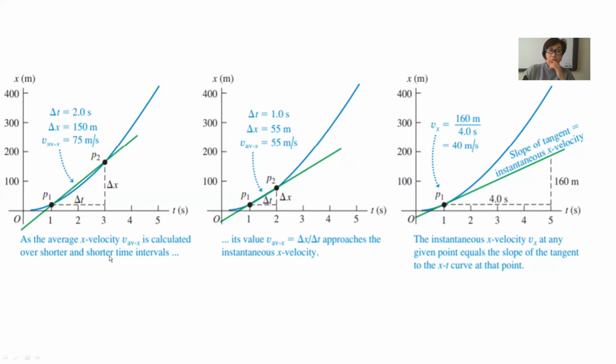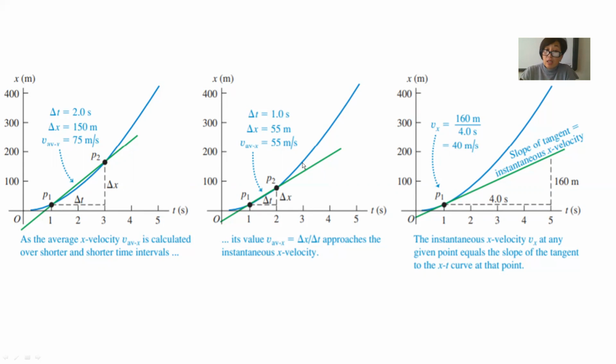As we calculate average velocity over shorter time intervals, maybe we should calculate the instantaneous velocity. We know the instantaneous velocity is the limit as delta t approaches 0 of the average velocity.